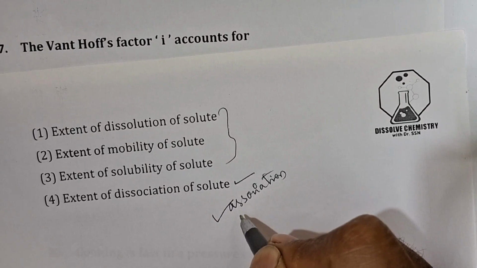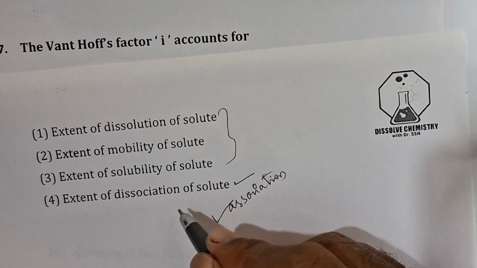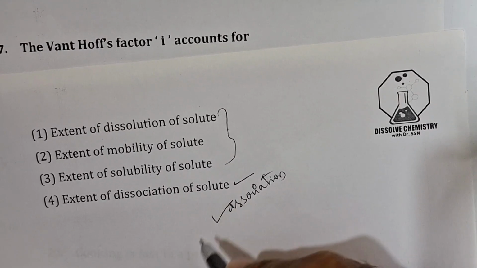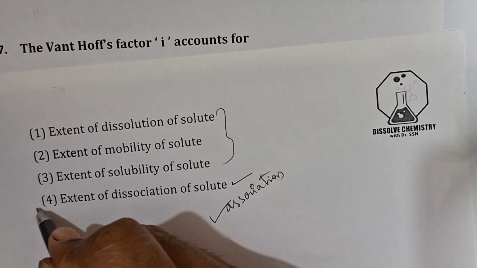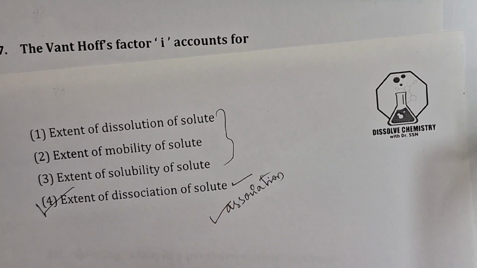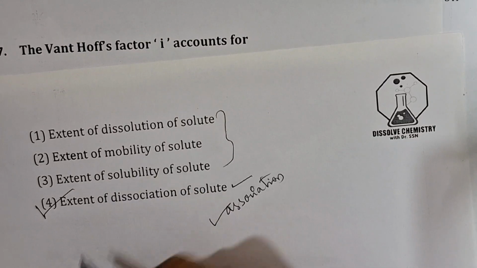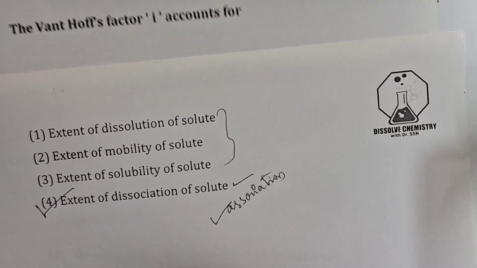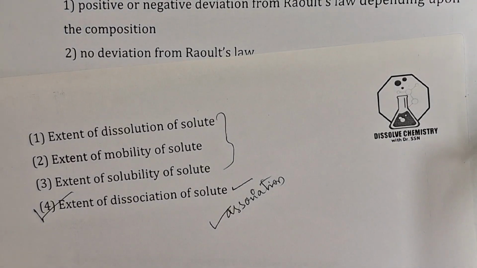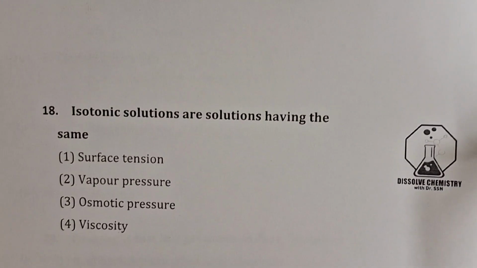Either dissociation or association, or if both dissociation and association are given, then it will be the correct option, we can say. So therefore your right answer is the fourth option, that is extent of dissociation of the solute, right? So let us move on to the next question, that is the 18th question.